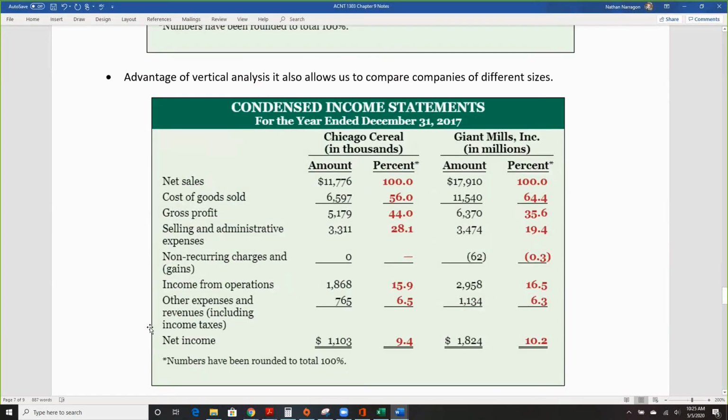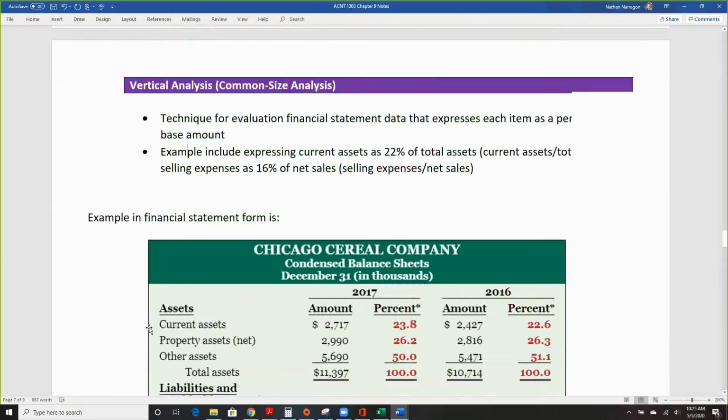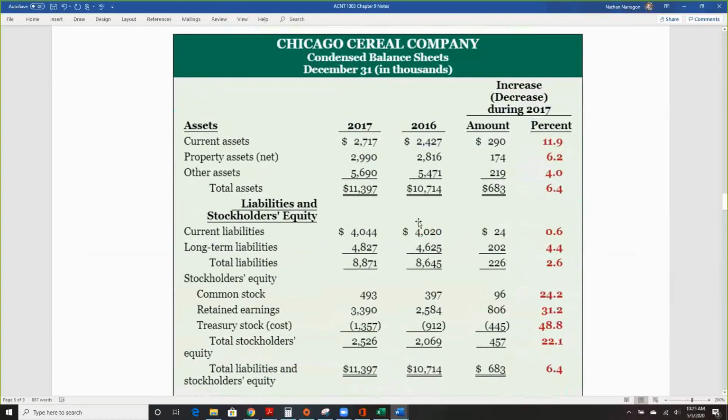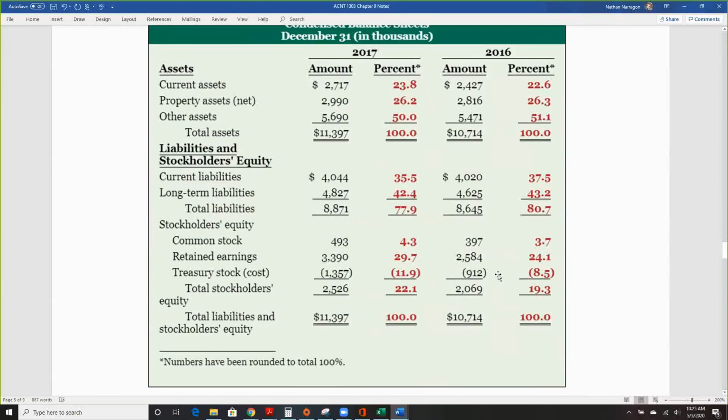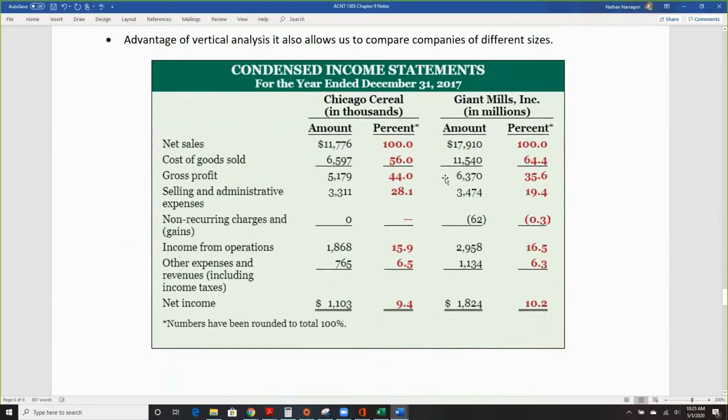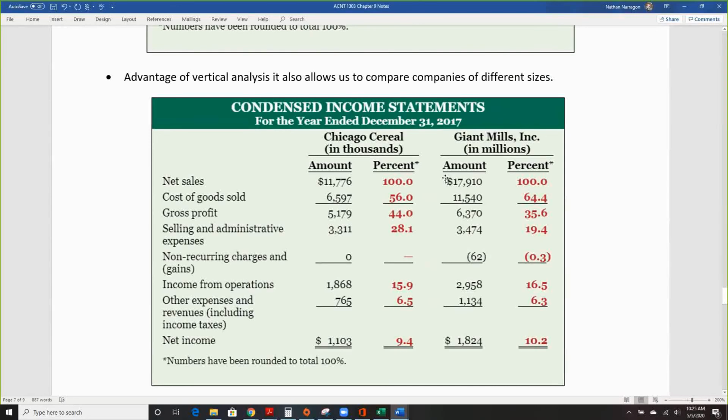Now, cool thing with this difference between horizontal, which is up here, which can only really compare years, even though vertical does the same thing for us, we can actually compare companies based on it. So, this is the one key advantage of vertical analysis. Because of this percentage based on sales, we can compare.